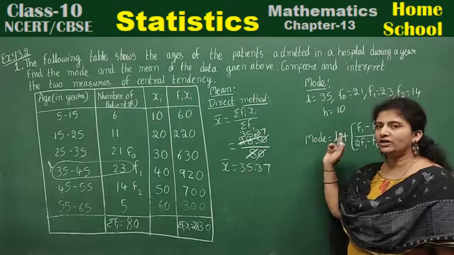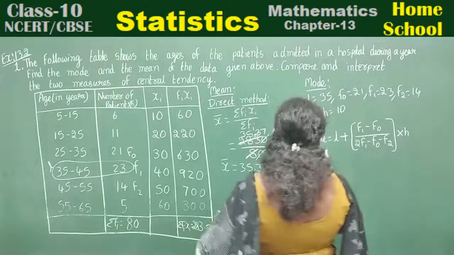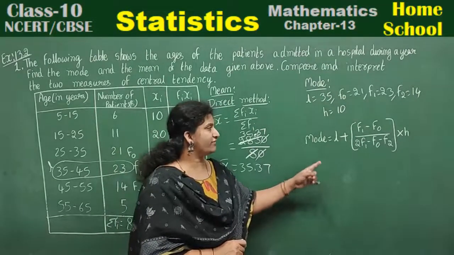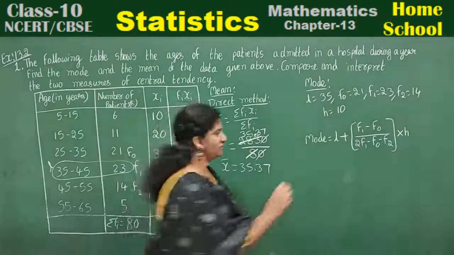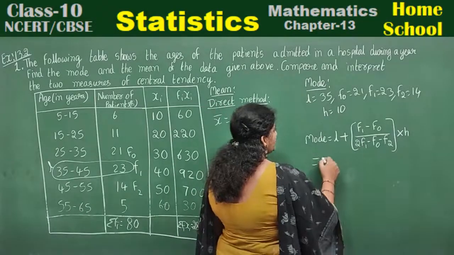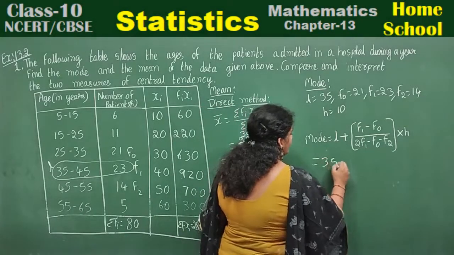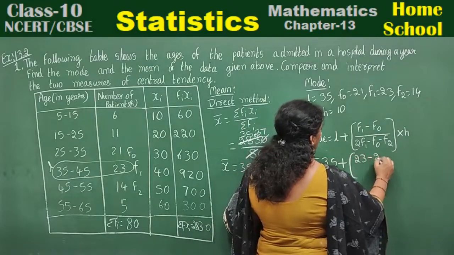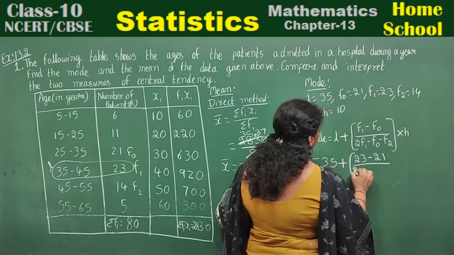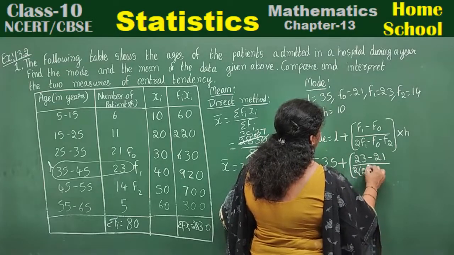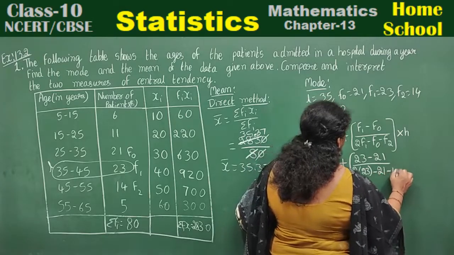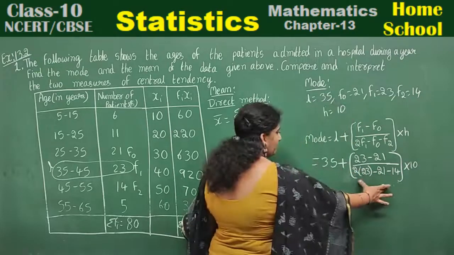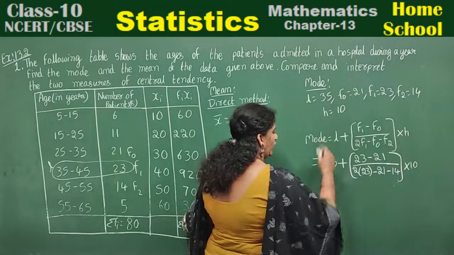Now apply all the given data in the formula. Mode is equal to L plus (F1 minus F0) by (2F1 minus F0 minus F2) into H. Let us substitute. Mode is equal to L 35, F1 23, F0 21, 2 into F1 23 minus 21 minus 14 into 10. First complete the bracket, then you multiply, then you add.